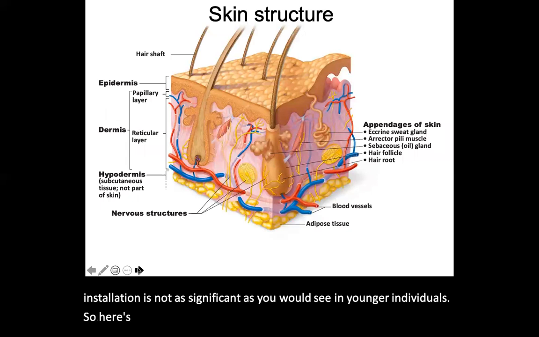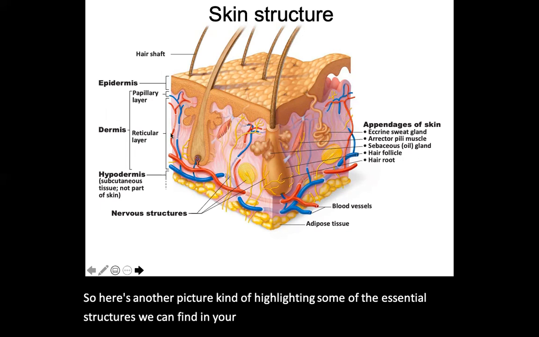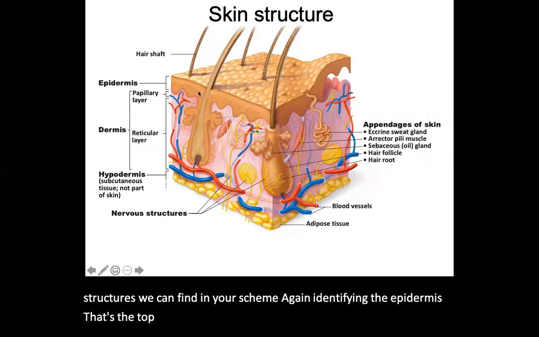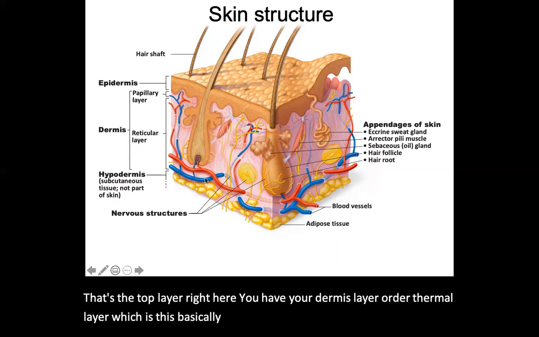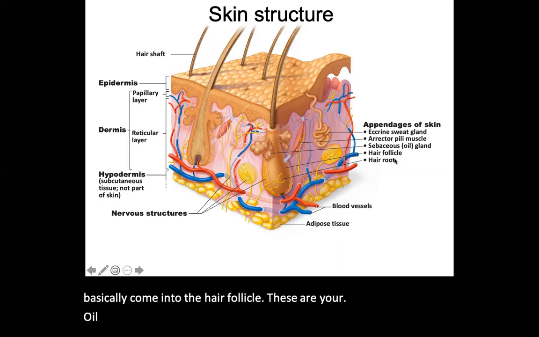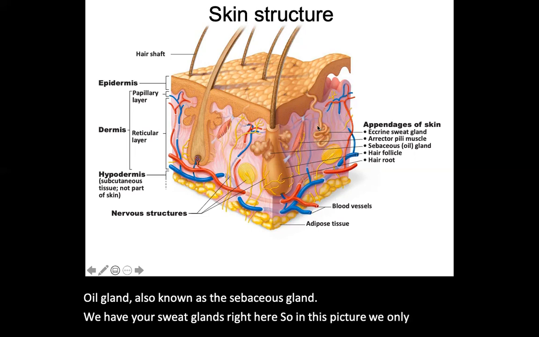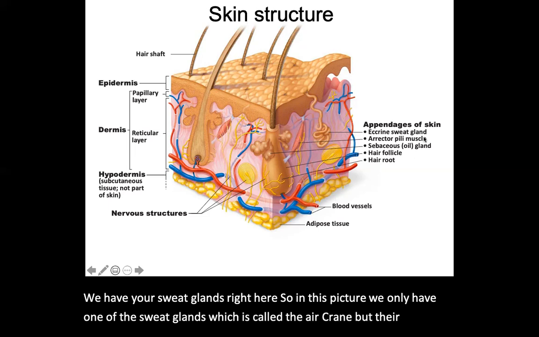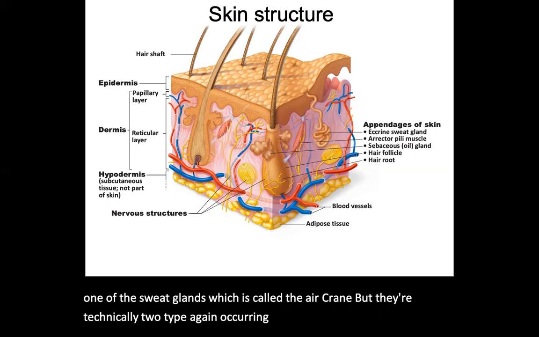So here's another picture highlighting some of the essential structures we can find in your skin. Again, identifying the epidermis, that's the top layer right here. You have your dermis layer or dermal layer, which is this very thick layer. Within this dermis, I have my hair follicle. We have these structures that come into the hair follicle; these are your oil glands, also known as the sebaceous glands. We have your sweat glands right here. In this picture, we only have one of the sweat glands, which is called the eccrine, but there are technically two types. Again, eccrine and apocrine are the two types.